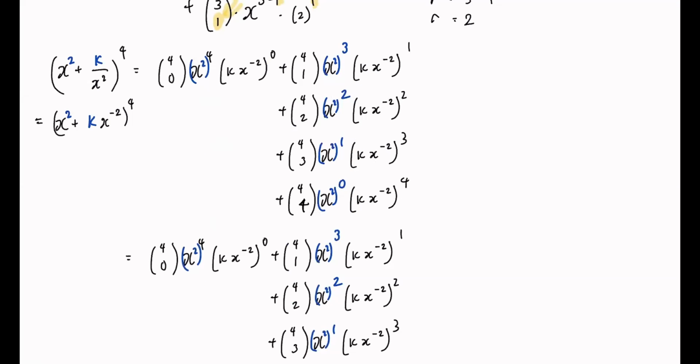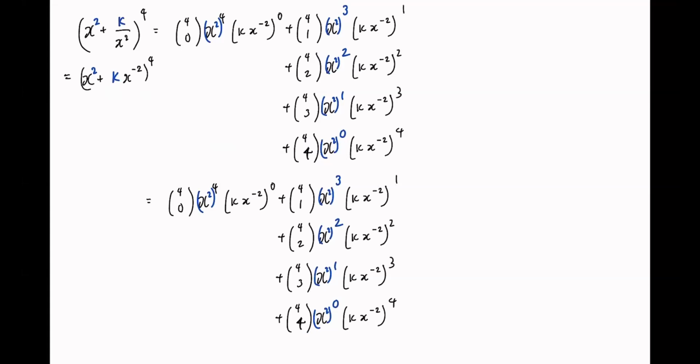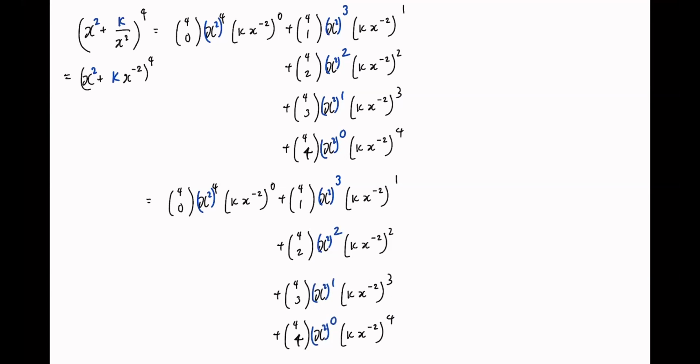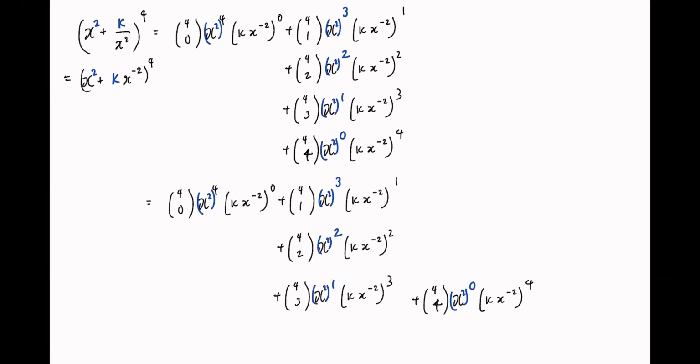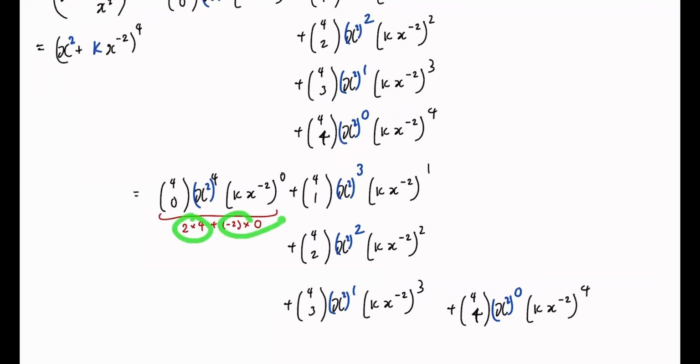Let's take a look at the powers. Over here, if we focus on the power of x, it's actually x to the power of 2 times 4, and then you add on negative 2 times 0. I'll just get rid of the x and focus on the power. This part, okay? Then the next one, let's take a look at the power of x again.